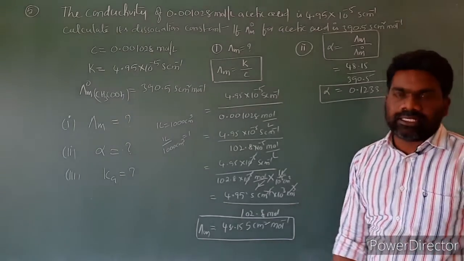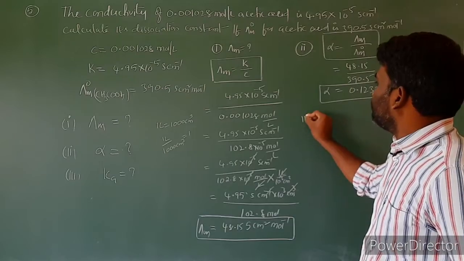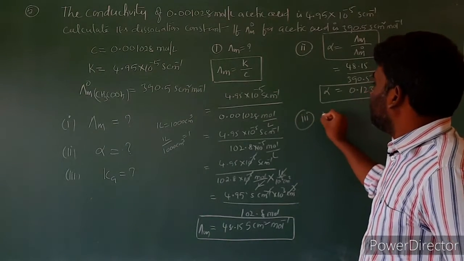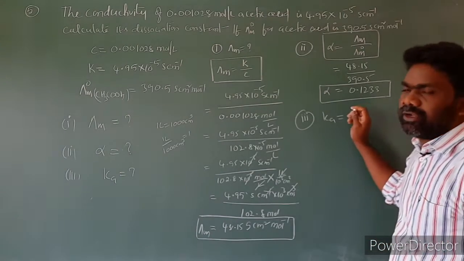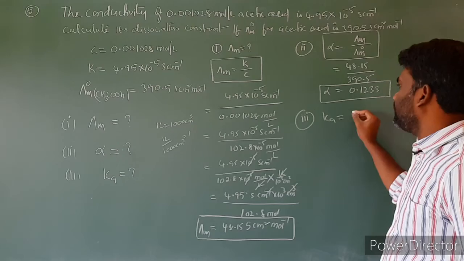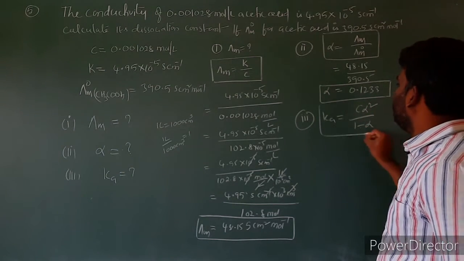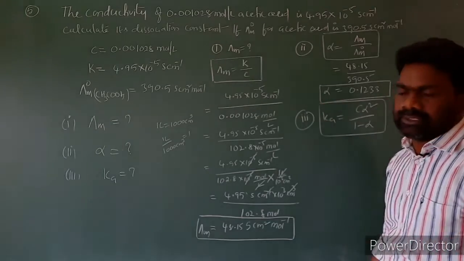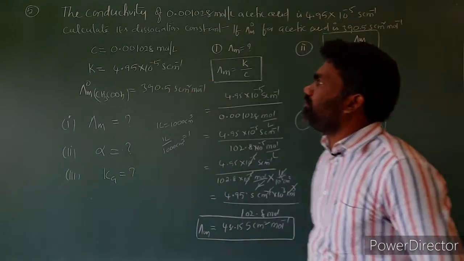Next, the third question is to calculate the dissociation constant Ka. What is the formula for acetic acid? We derived this equation in applications of Kohlrausch law: Ka is equal to C alpha square by 1 minus alpha. So this is the formula we have to use. Here C is given as 0.001028.